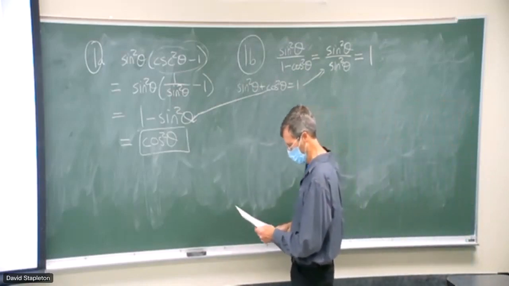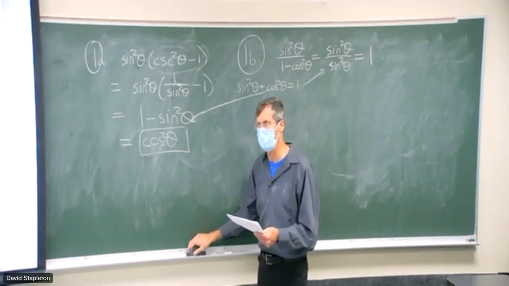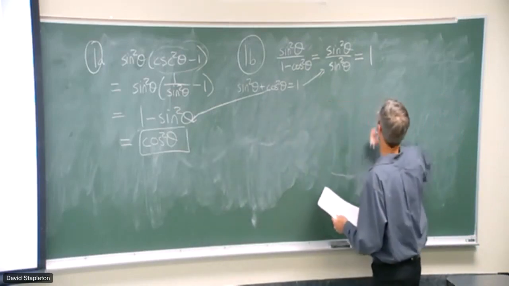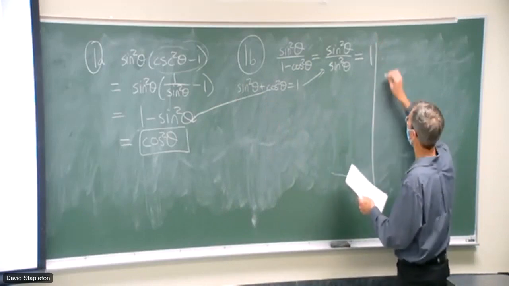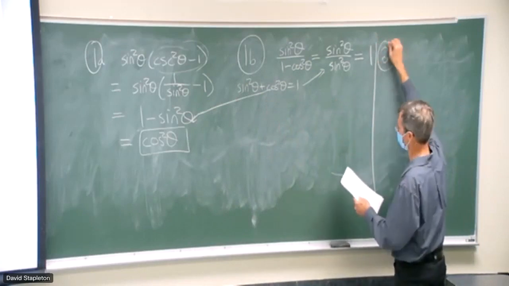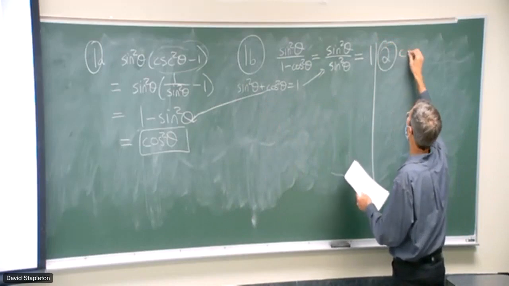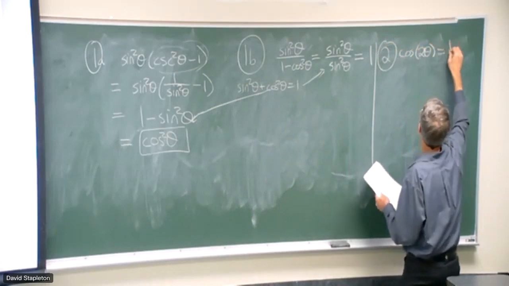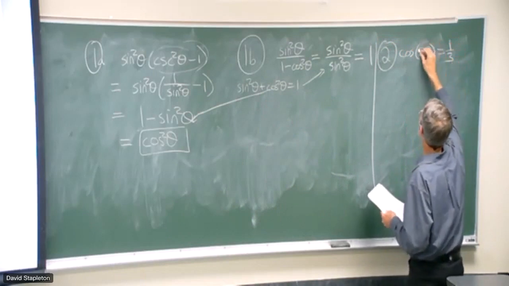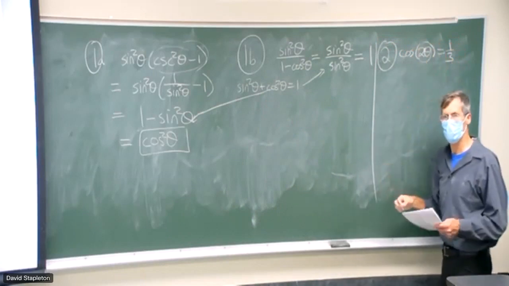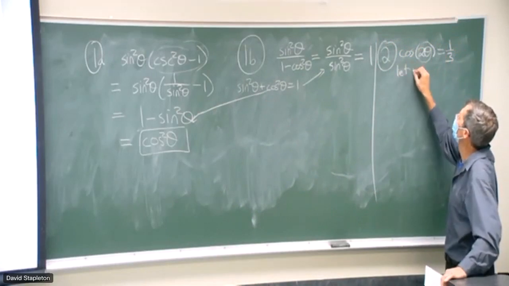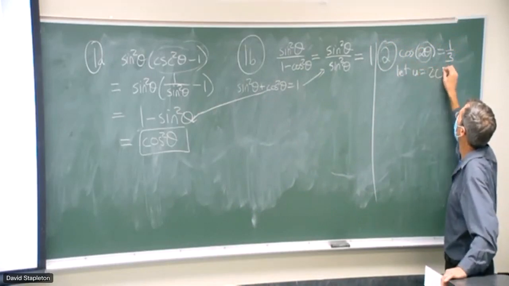All right, then number two, then we had a terrible problem with number two. I think that was just a lot of people going the wrong direction. Was good at that one, so I want to make sure I do this one. Cosine 2 theta equals 1/3. If you see a multiple angle, what you want to do is substitute u equal that angle. So let's let u equal 2 theta.